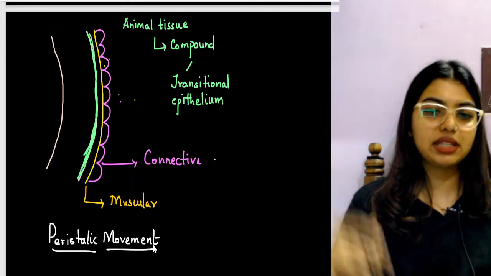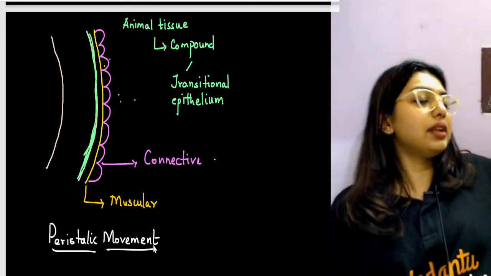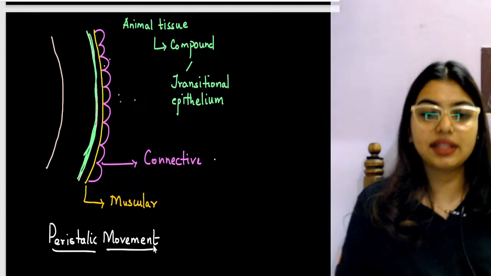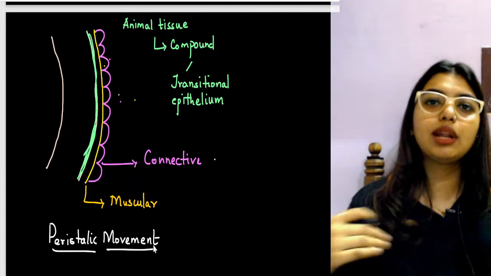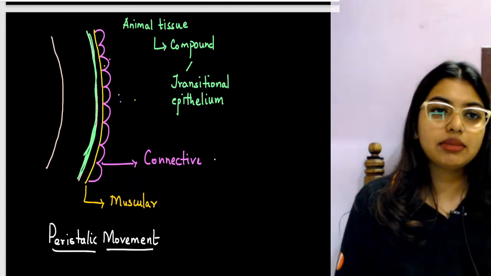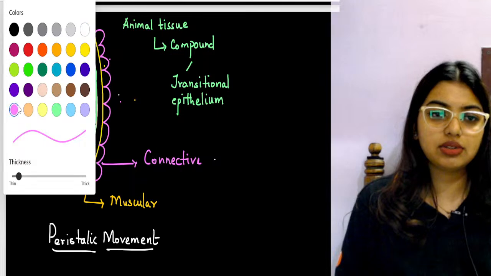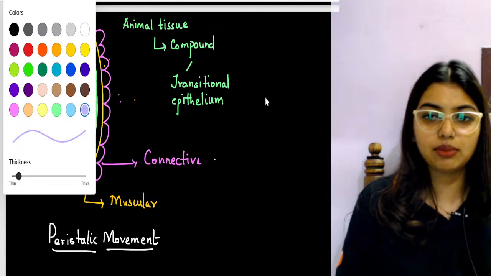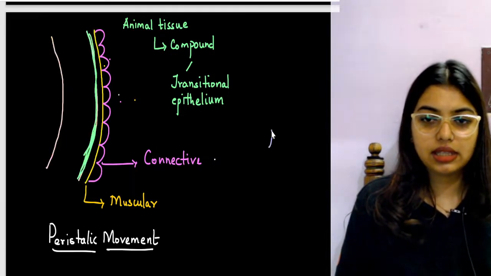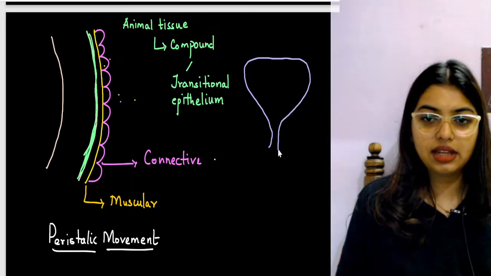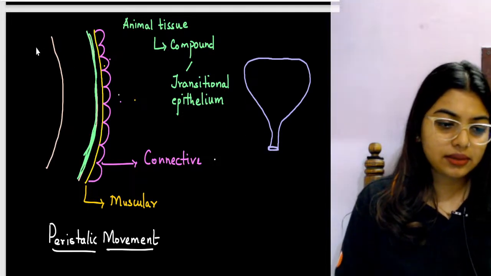Peristaltic movement. That means that movement has to happen, and that movement is going to help in the passage of urine up to the urinary bladder. Now, same thing you can see in the urinary bladder, students, but for the urinary bladder you have to learn some more things. Now let's say this is the urinary bladder. Same muscle arrangement is there, but the second muscle, that is the detrusor muscle, is there.